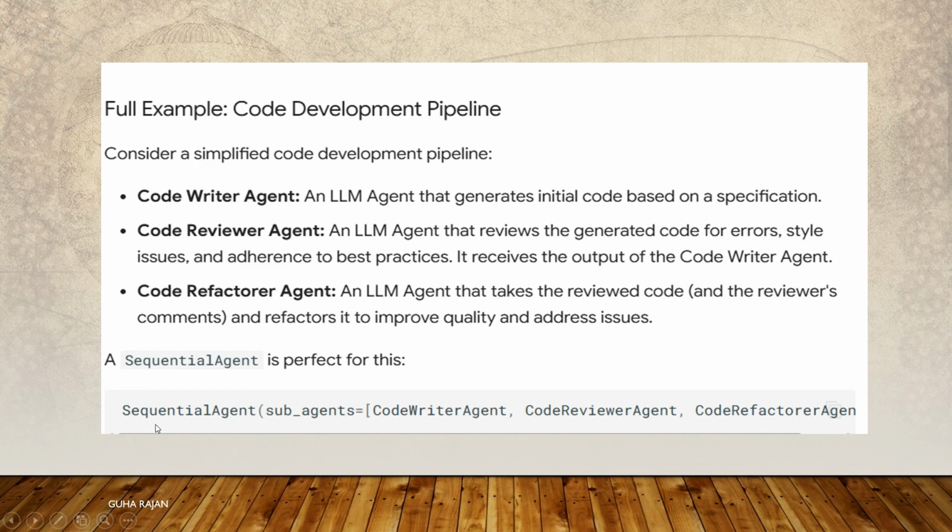Now this is the syntax to invoke the sequential agent. This is code writer, then followed by the reviewer, and then the refactorer agent works. So basically, three agents which work sequentially. In any development activity, initially code is written and then it could go into a review, and then the review comments are incorporated. That is the third stage as well. That is what we are going to look at with an example.